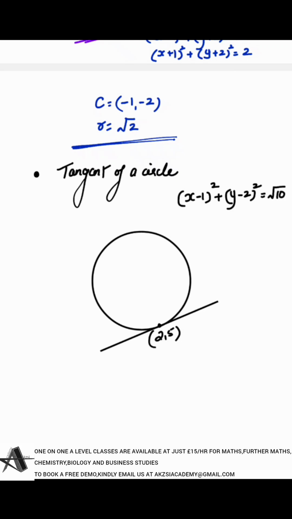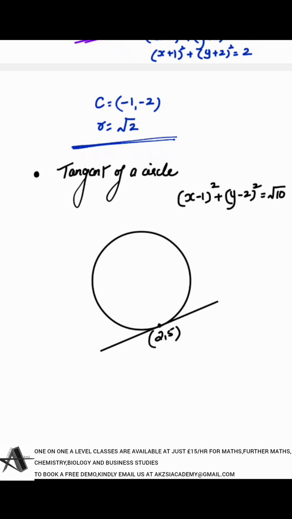The next is tangent of a circle. A tangent is a straight line that touches any curve at just one point. Not only to the circle, to any curve, if it's touching at one point, it's called a tangent. Here, in this circle, they have given the equation, which is x minus 1 whole squared plus y minus 2 whole squared equals root 10. And the tangent is at 2, 5. We have to find the equation of this tangent.